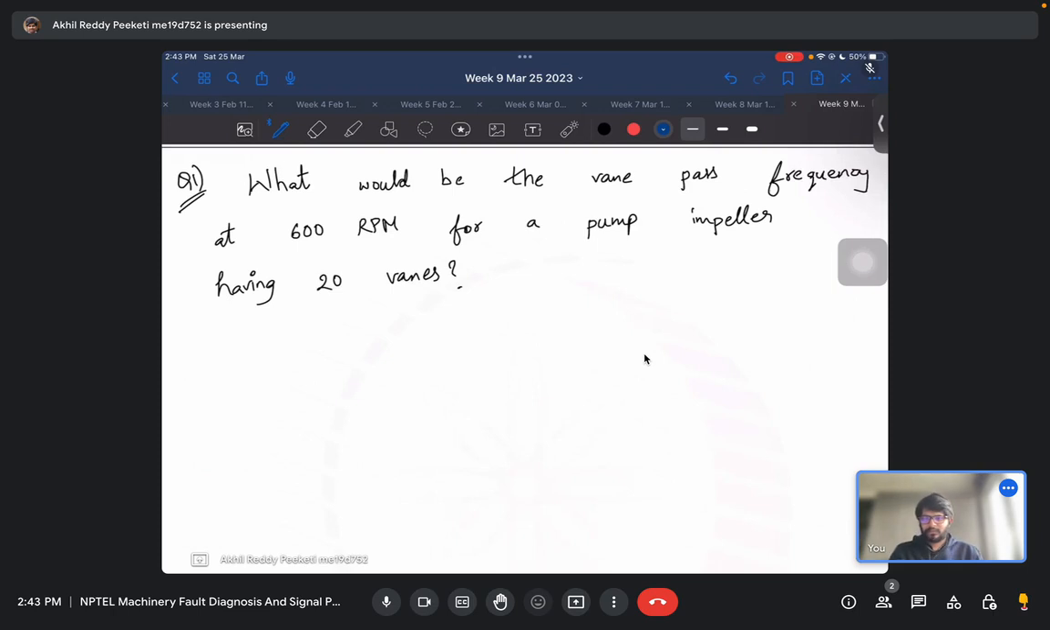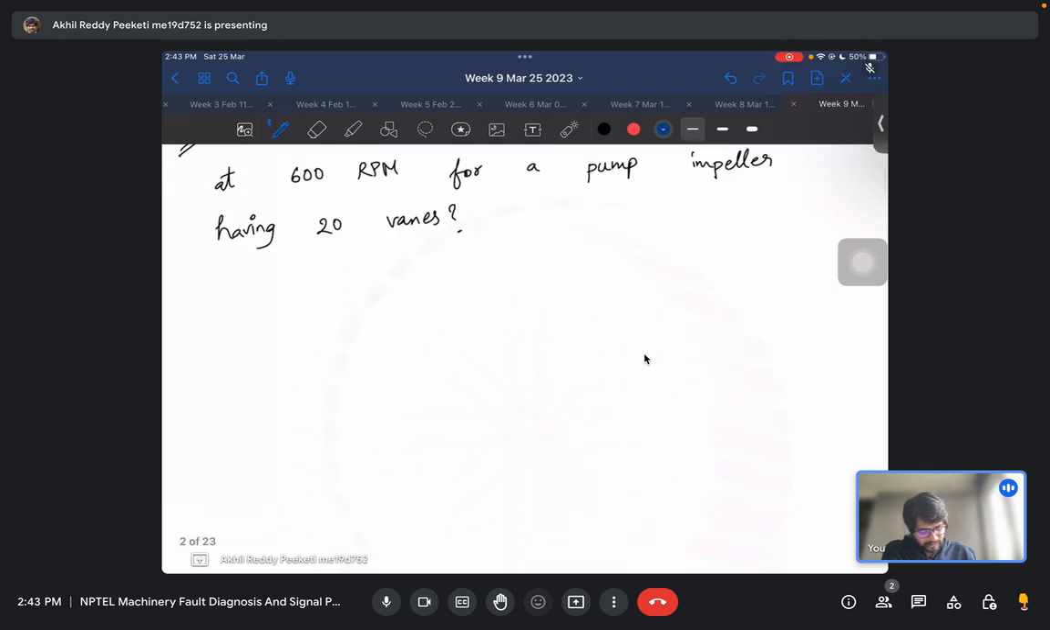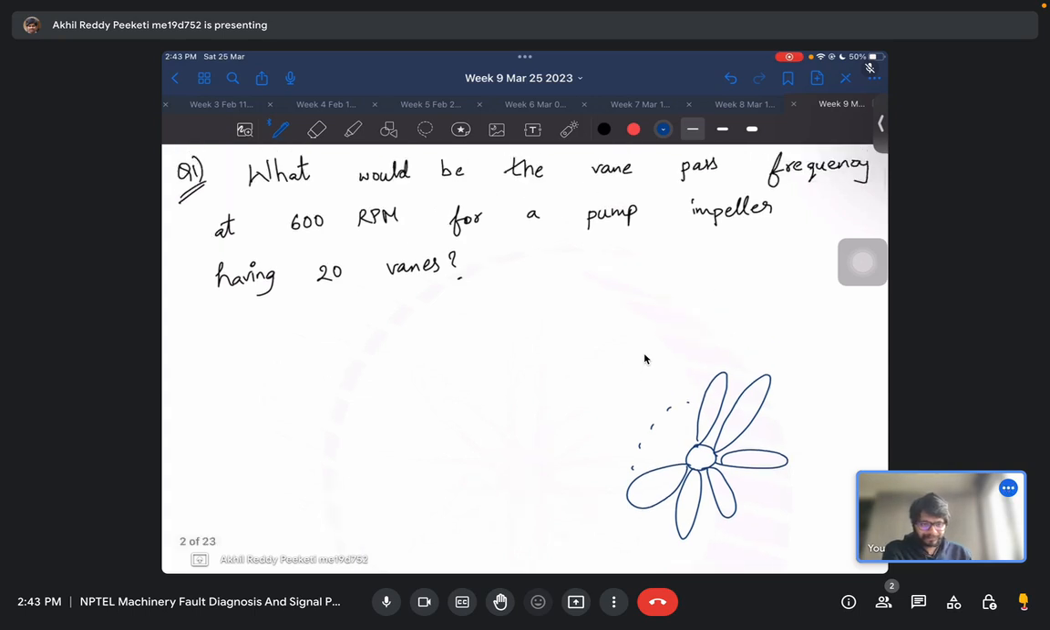So today's first question is regarding the vane pass frequency for a pump impeller having 20 vanes. What would be the vane pass frequency at 600 rpm for a pump impeller having 20 vanes? So this is similar to a fan or something, you have multiple n number of vanes. Now when you are doing the signal processing of these things, and this one is rotating at, let's say, some rpm, so here it's 600 rpm.